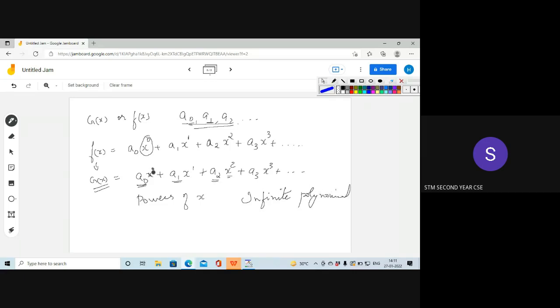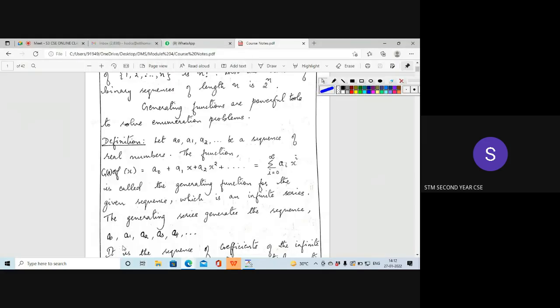Is it clear to you? So this is the generating function. You are given a sequence of numbers a0, a1, a2, etc. The generating function g of x, or it can be written as f of x, is in terms of x. You are writing that for this sequence in terms of powers of x. So g of x is equal to, write the sequence as coefficients of the powers of x. You get a0 x raised to 0 plus a1 x raised to 1 plus a2 x raised to 2 plus etc. and it goes on as an infinite polynomial. This is called the generating function of this particular sequence. Is this generating function clear to you?